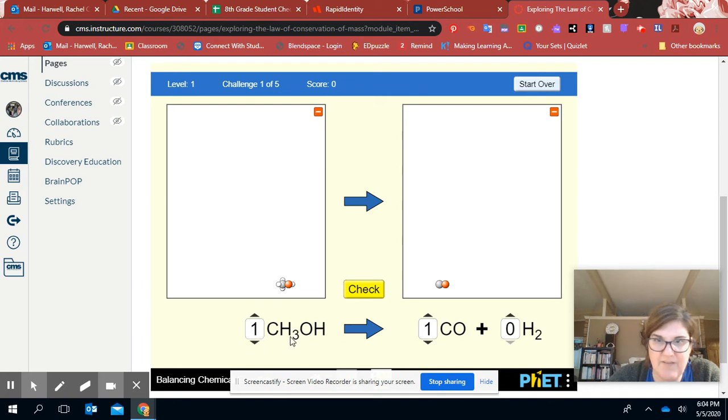Oh, but wait, now I have 3 hydrogens and 3 hydrogens. So I'm going to make my hydrogens go up over here. I still only have 2. Oh, no, I'm supposed to have 3. 2, 4, 6. Okay, wait, here's the H. Oh, no. Okay, how many hydrogens do I have now? Oh, I'll let you figure it out.